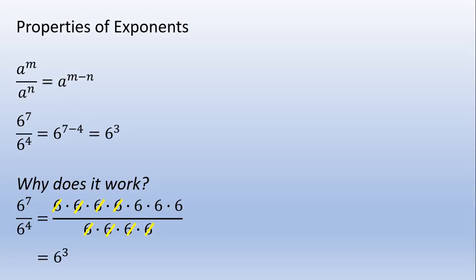Now, if you stop and think about it, we had 4 factors of 6 in the denominator, which we paired up with 4 of the 7 factors of 6 in the numerator, which left us with 3 factors of 6 in the numerator.